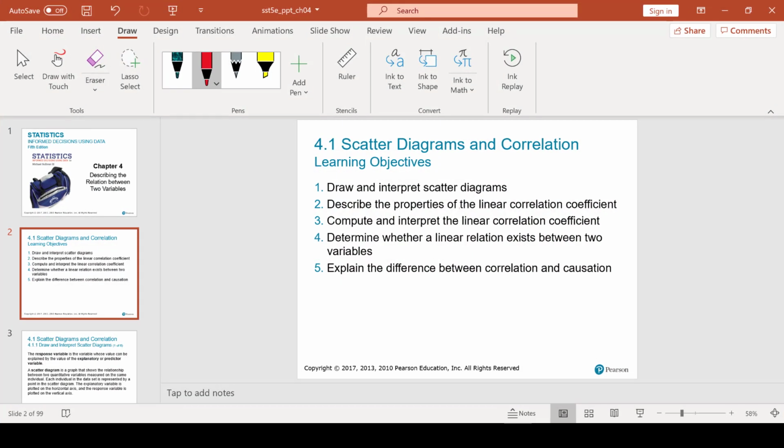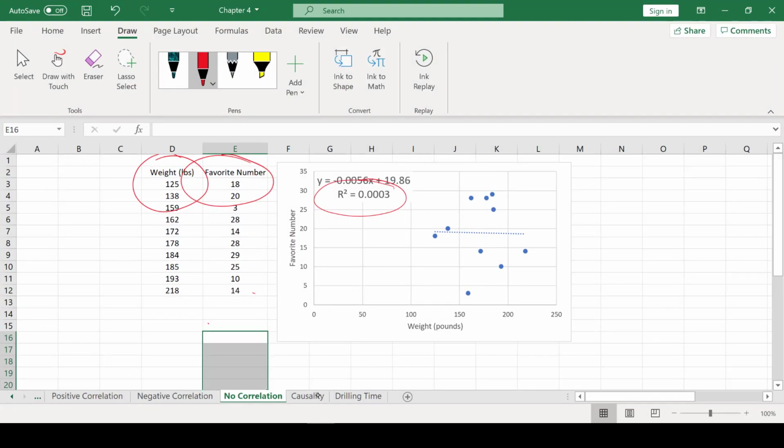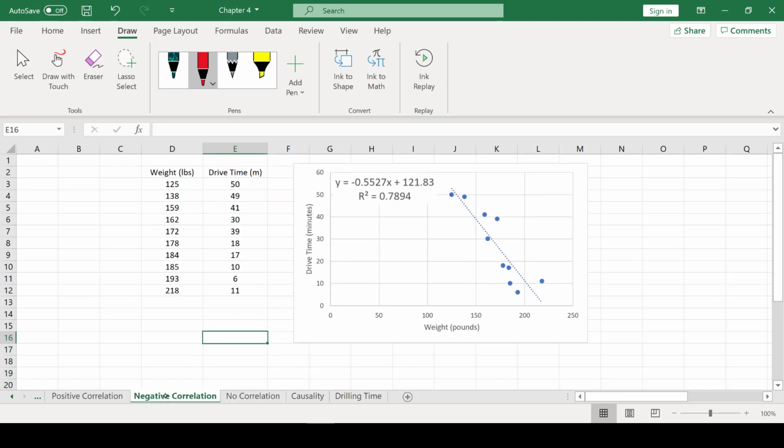I'm using that R squared value, that square of my linear correlation coefficient, to interpret the relationship between two variables. The closer that value is to 1, the stronger relationship that I have between the two sets of data. So weight and favorite number, they don't seem to correlate very much. If I look at this particular relationship, I've got an R squared value that's 0.7894. Now that's not perfect. If it was a perfect correlation, and we'll get to that in a minute, that would be 1. But in general, as a person's weight goes up, their drive time is going down. So there is a correlation between those two, and it's pretty strong.